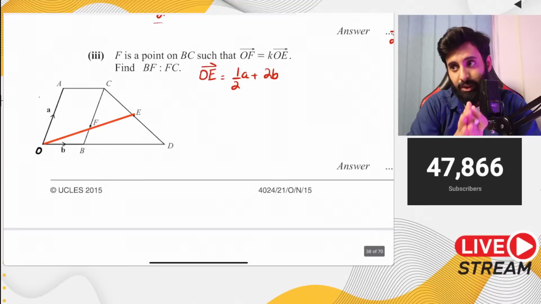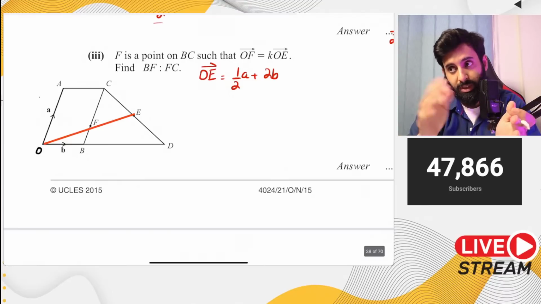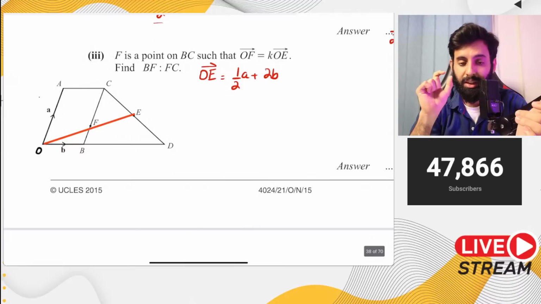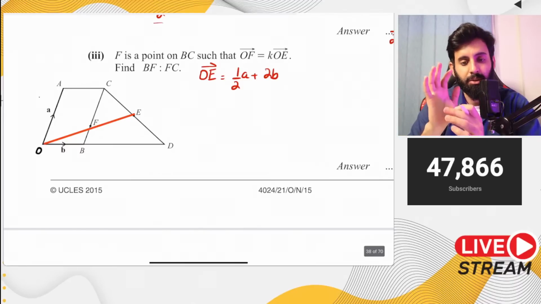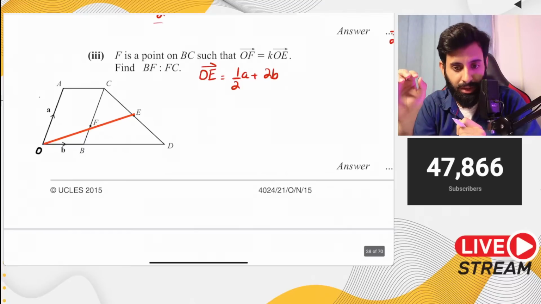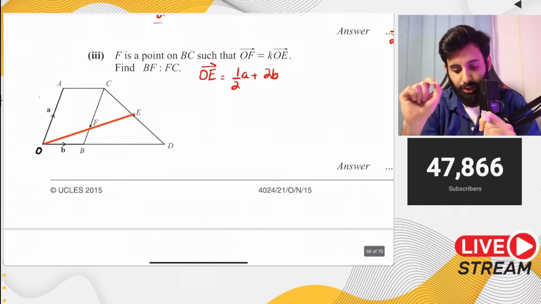But let's say you have OA and AB. Because they have a common point A, that means they can't be parallel. They have to be collinear. And you treat them the exact same way you treat parallel vectors. That is, the ratio is the same.